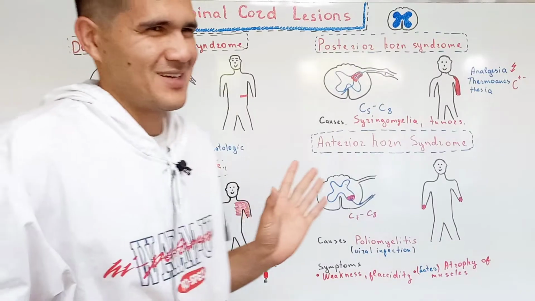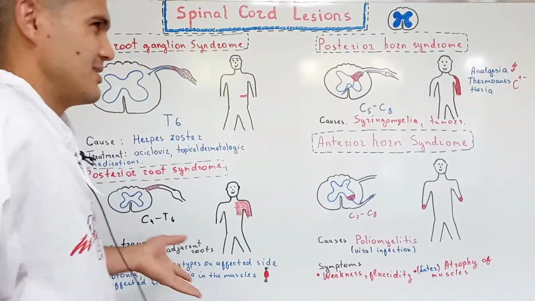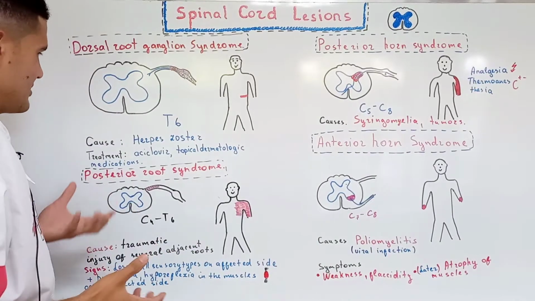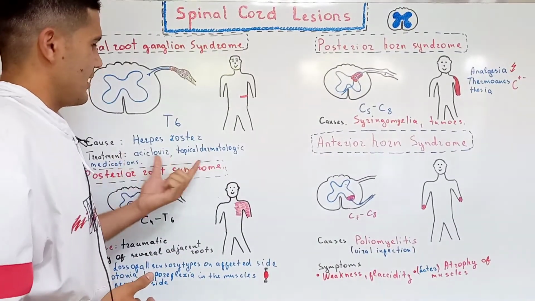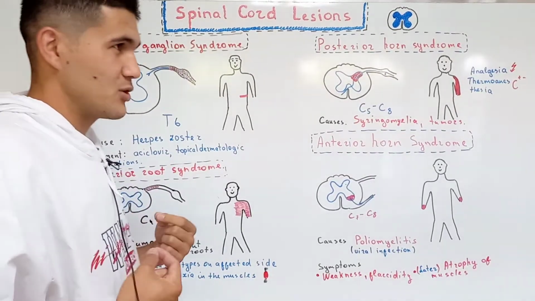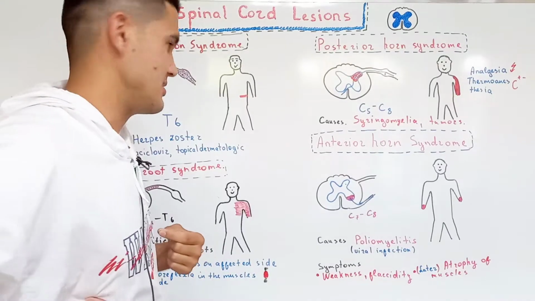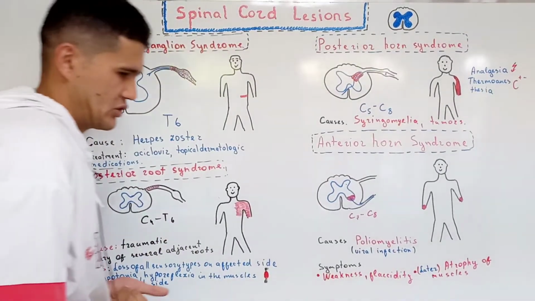It's true that as a healthcare provider, we should help the patient by treating the disease with antiviral preparations and topical dermatologic medications used directly onto the vesicles. Okay, and the next syndrome is posterior root syndrome.